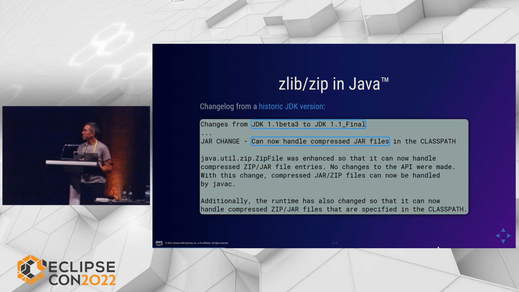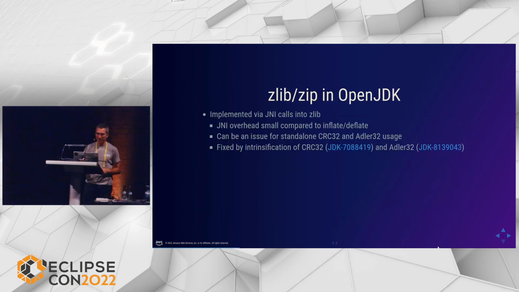Here is the interesting changelog I found in some historic JDK versions. It's actually still possible to download versions 1.0 and 1.1 of Java from the Oracle site, if you follow the link. And you see this is the changelog from Java 1.1 beta 3 to 1.1 final, and now we can finally handle compressed jar files. So that's how it started.